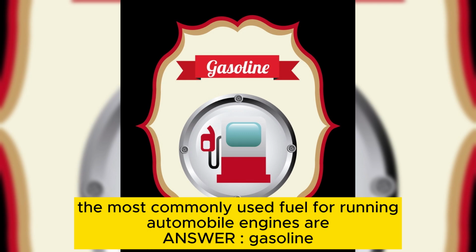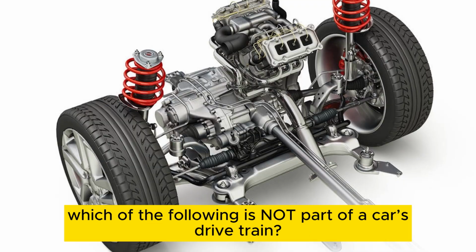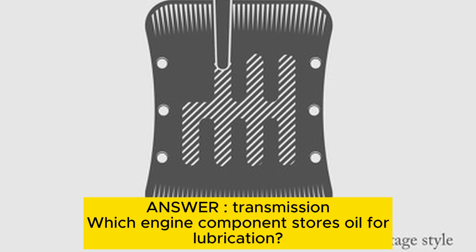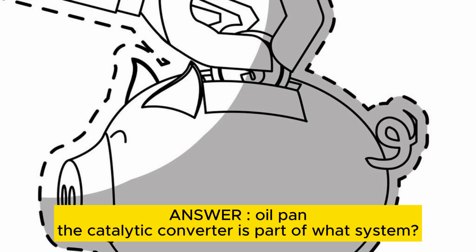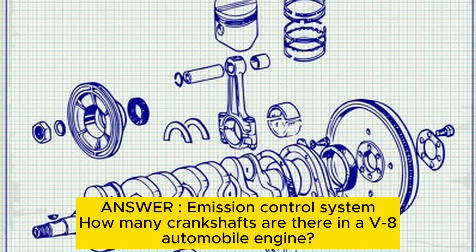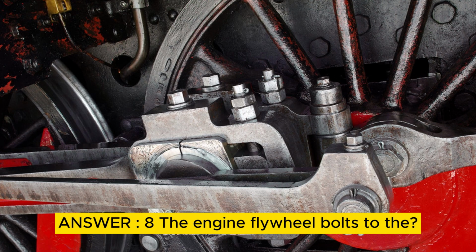The most commonly used fuel for running automobile engines is, answer, gasoline. Which of the following is not part of a car's drivetrain? Answer: transmission. Which engine component stores oil for lubrication? Answer: oil pan. The catalytic converter is part of what system? Answer: emission control system. How many crankshafts are there in a V8 automobile engine? Answer: 8. The engine flywheel bolts to the.